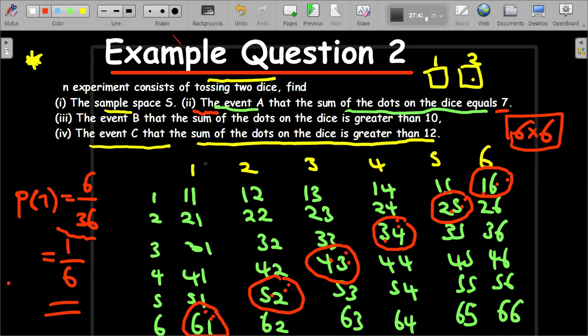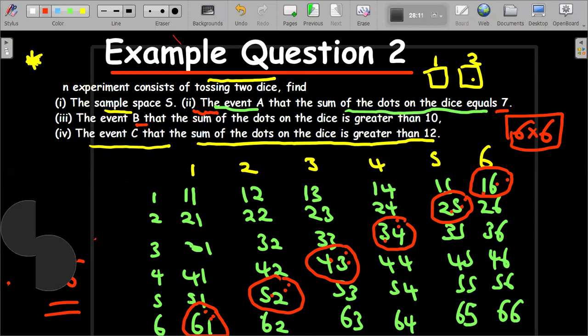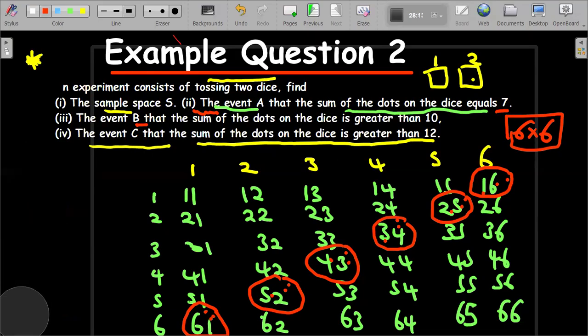And then the other one, they're saying find the event B, that the sum of the dots is greater than 10. So what are we going to do there? We look for numbers that we can add such that their sum is greater than 10. Which numbers can we add?